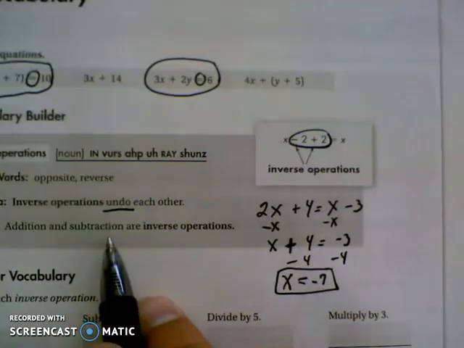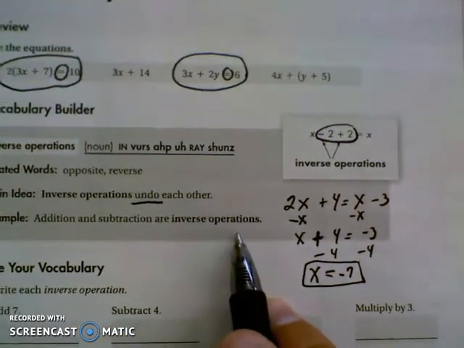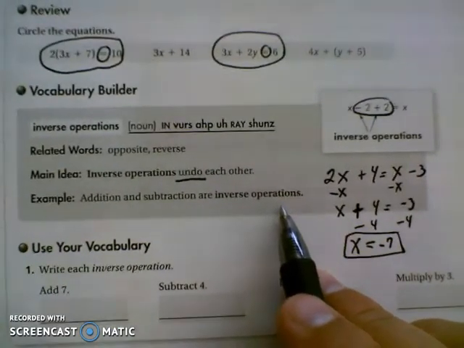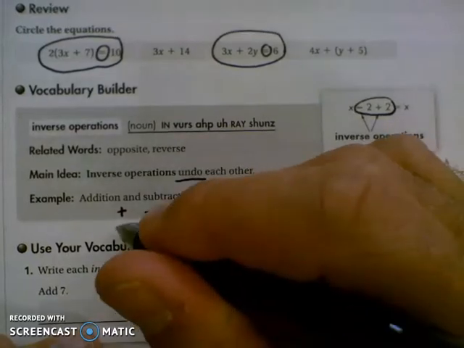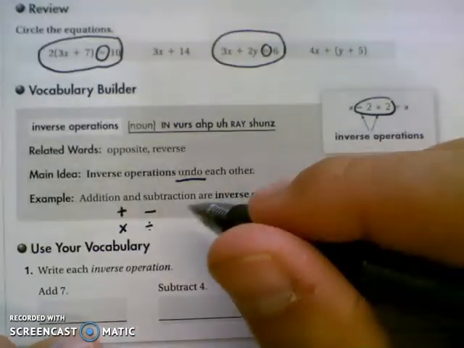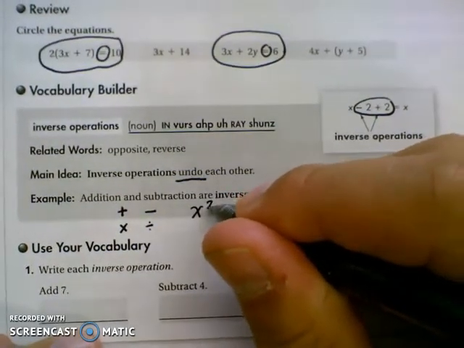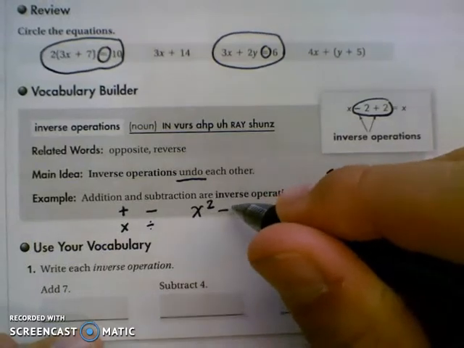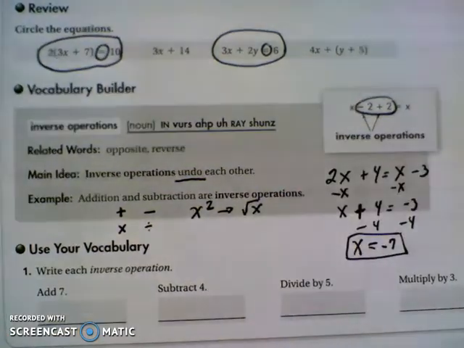So addition and subtraction are inverse operations. You also have multiplication and division are inverse of each other, right? You have x squared is the inverse of square root of x. We'll do that more this year.